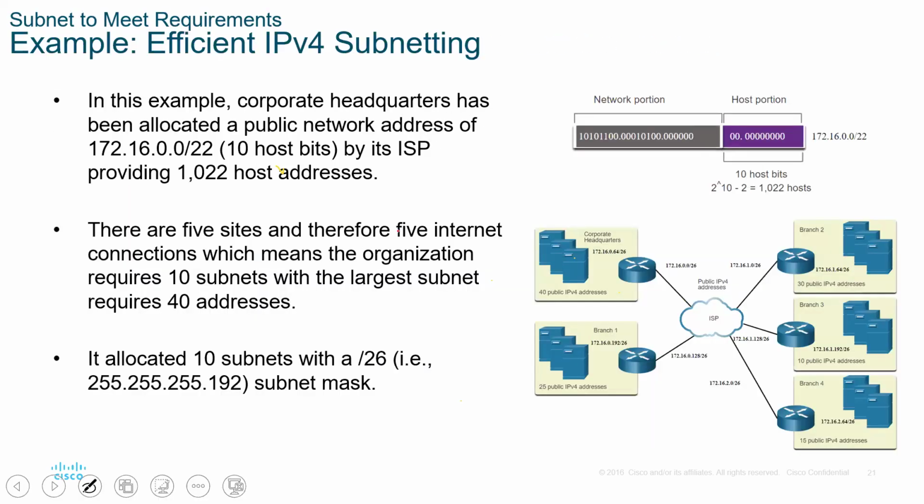Now we have an example here. A corporate headquarters has been allocated a public network address of 172.16.0.0/22.